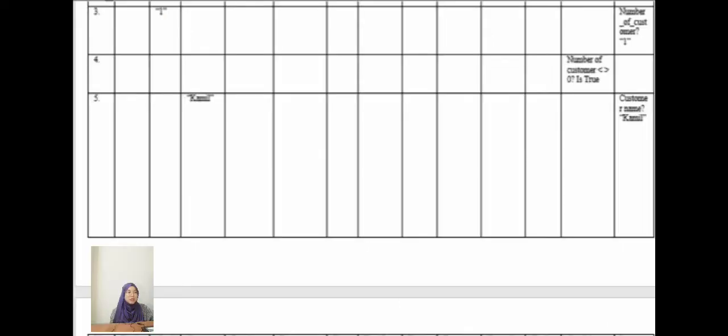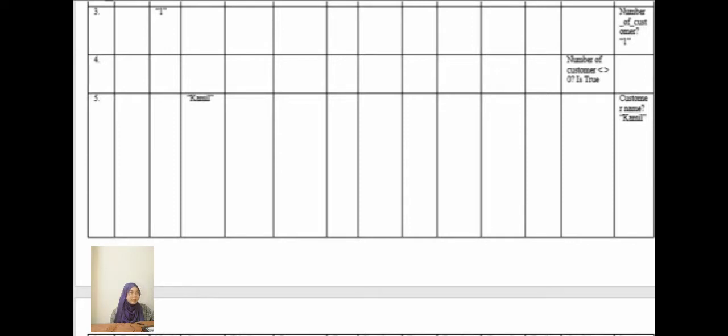And then we count the total income per week, which is sum equal to 0 plus total fees. So 0 plus 200 is 200 ringgit. And then we continue the looping process. Okay, enter number of customer. We put 1. Okay, so because the condition is true, number of customer is not 0.